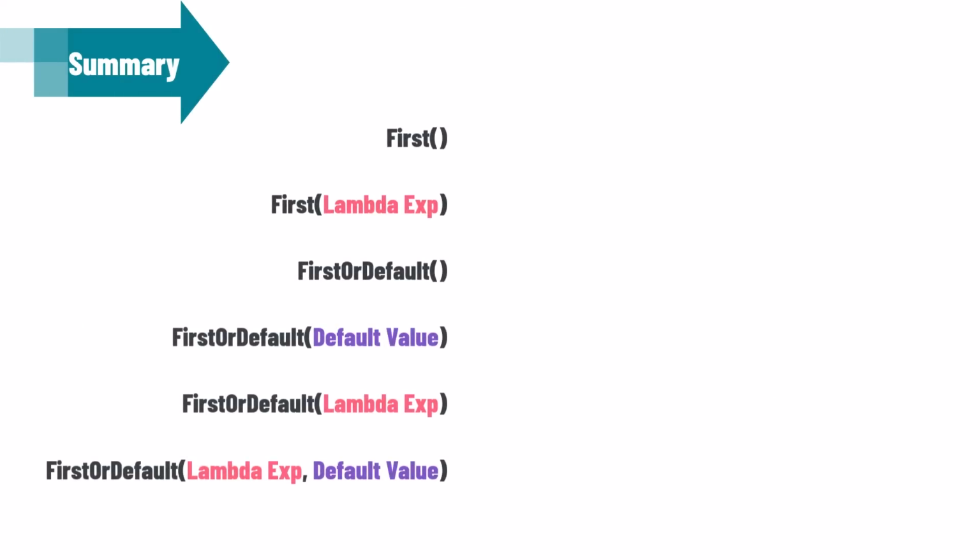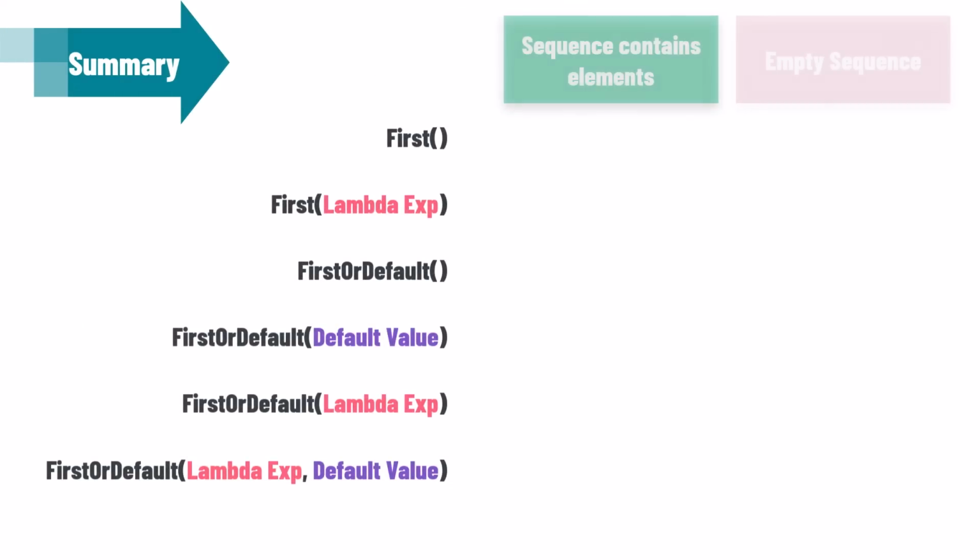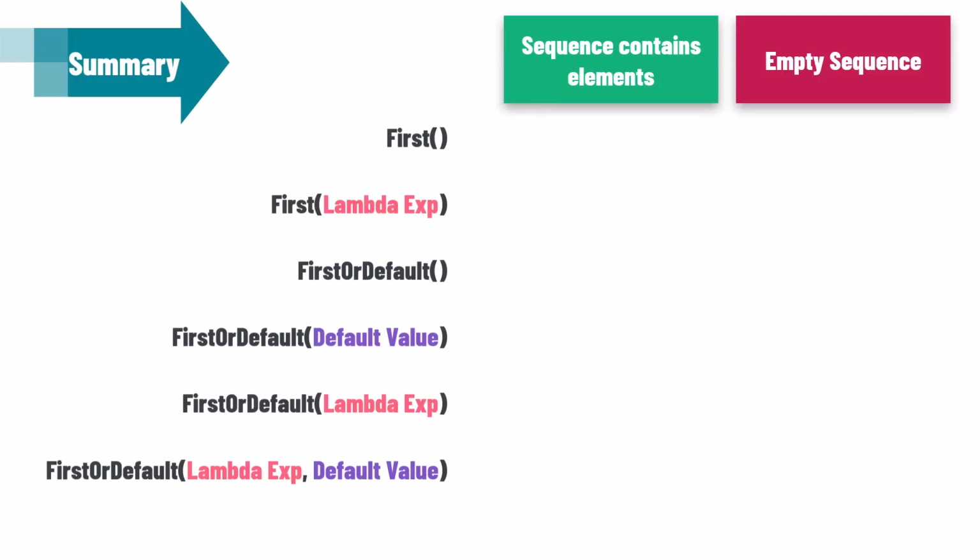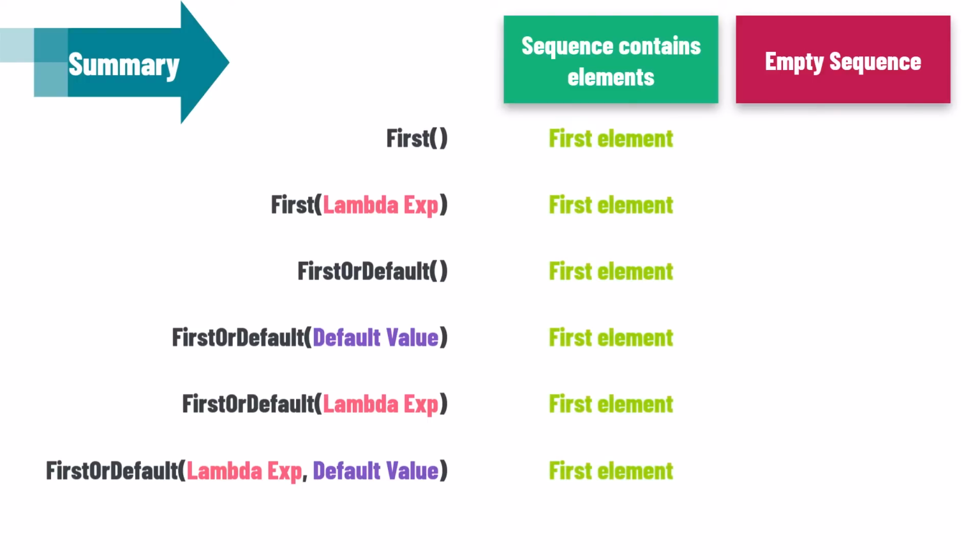I added the overloads of both methods on the left side. And here I added both scenarios, either the sequence contains elements or it is an empty sequence. Let's check what happens in each overload. If the sequence contains elements, we get the first element in all overloads. The difference is only when the sequence is empty.